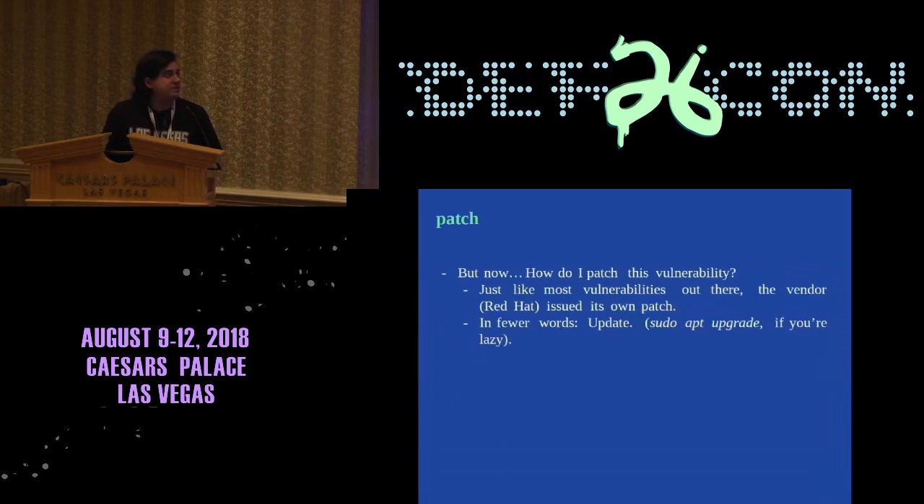Okay, how do I patch this? Like most vulnerabilities out there, the vendor issued its own patch. Simple update, upgrade, whatever you like. It's available across all platforms. Remember, Gluster is available from Windows to Linux, to even BSD. So everybody has its patch already running.